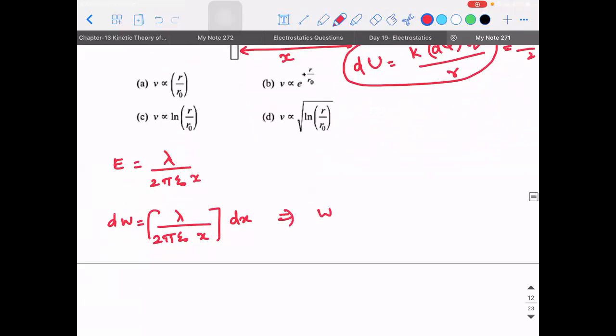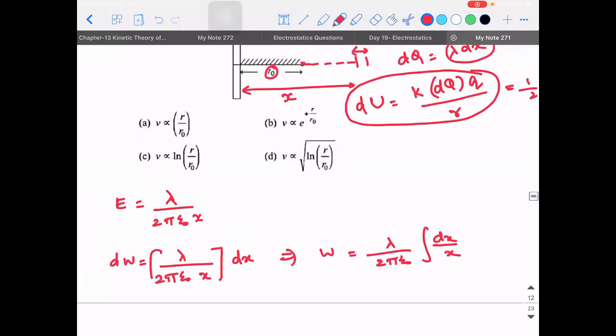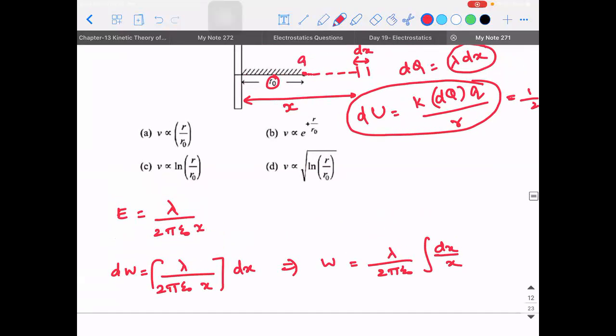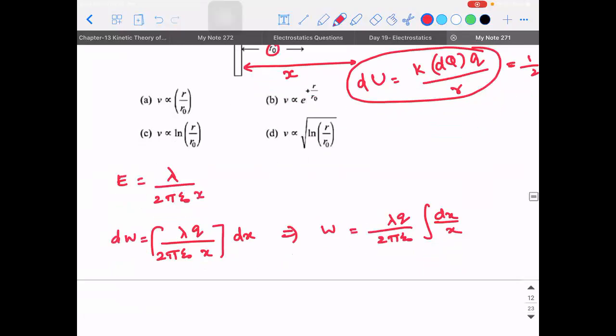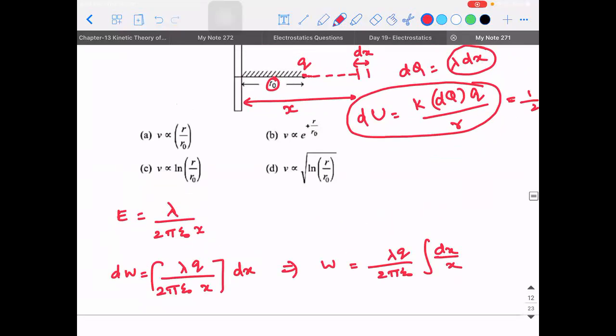So if I calculate the total work done, I need the integral of dx divided by x, from where to where? What is the initial distance? dW is equal to lambda by 2 pi epsilon naught x into dx multiplied with the charge that is experiencing the force, q. Is everyone clear? So what is the initial value of x where this force starts acting?